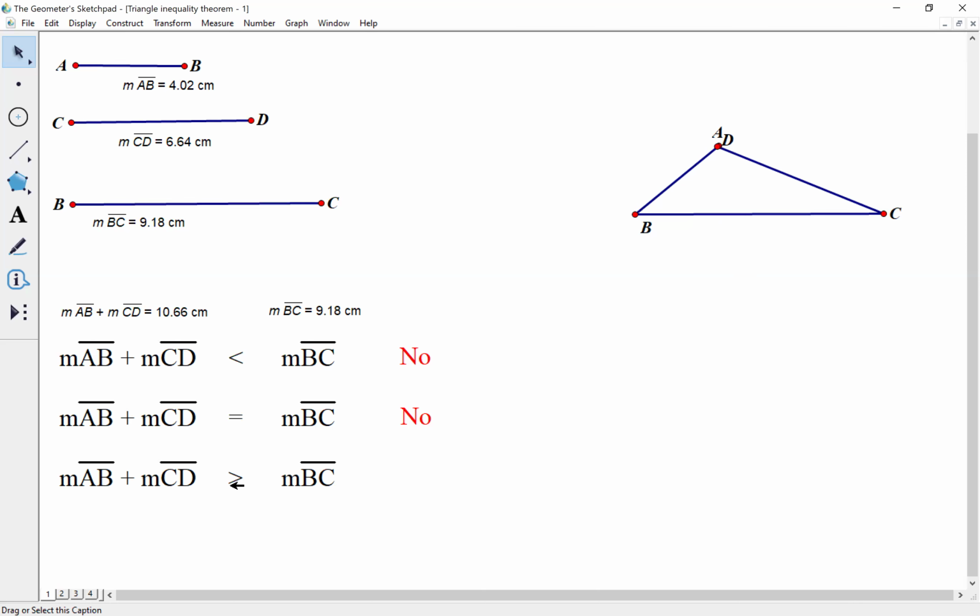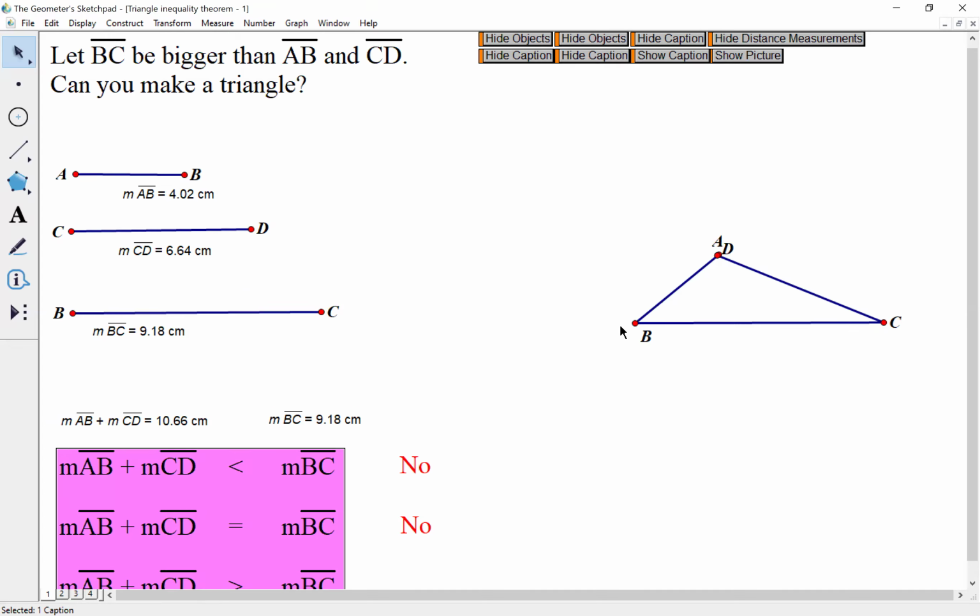The only time it does work, let me emphasize that, the only time it does work is when the sum, and by sum I mean adding, when I add the two smaller sides, is greater than the third side. So again, when you add the two smaller sides, it has to be greater than the third side. So that one worked.